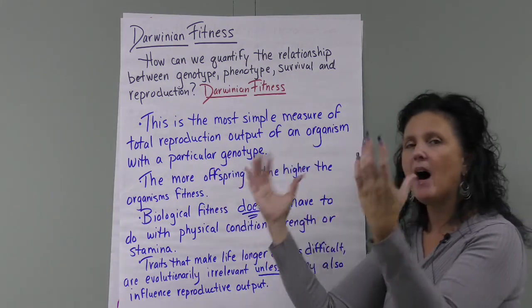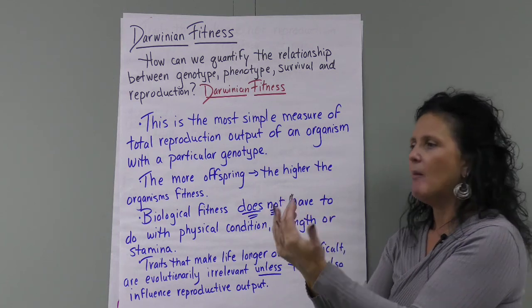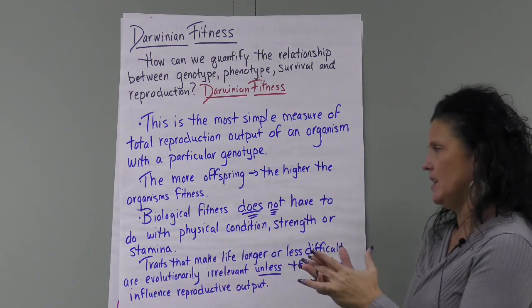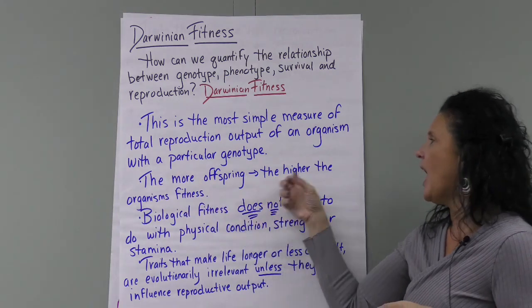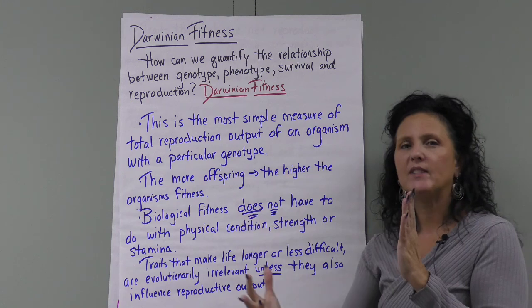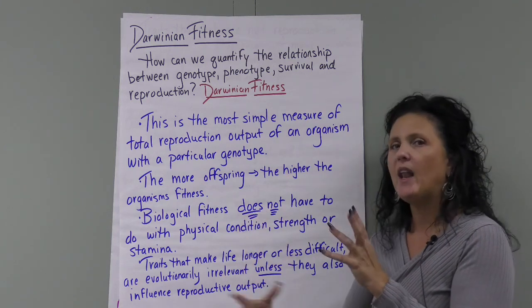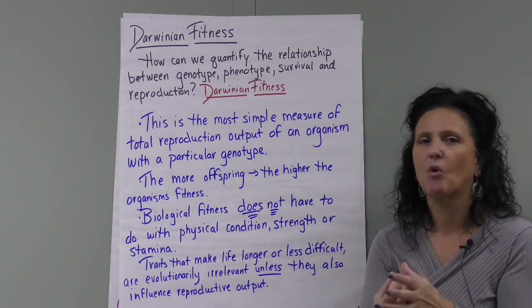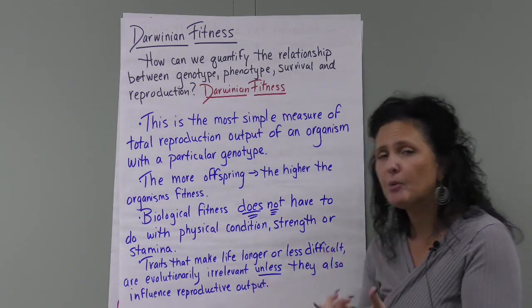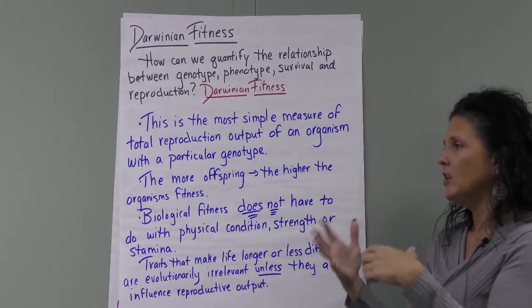We're saying how much of that organism, how much of that gene is put onto the next, right? That's Darwinian fitness. The more offspring, the higher the organism's fitness. So if you have one set of offspring and you have 10, and then you had another that has 20, that person is more Darwinian fit, biologically fit. The more offspring you produce, the more fit you are.